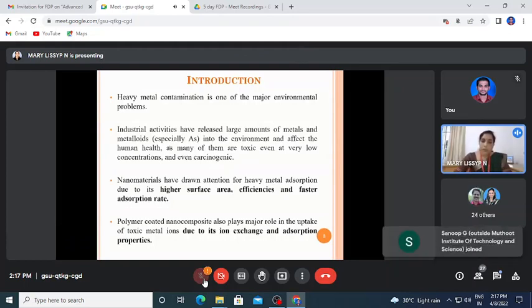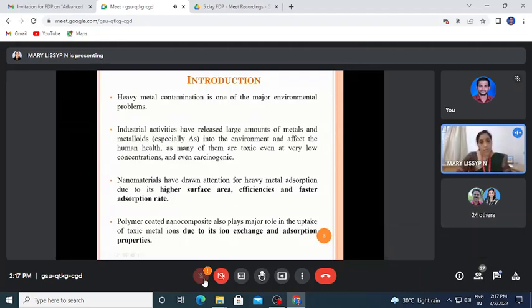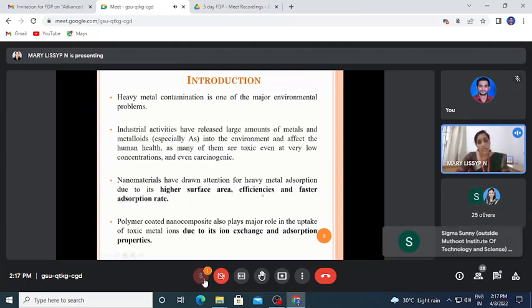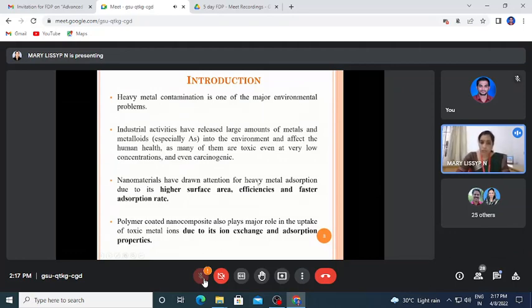So why are nanomaterials getting more attention for heavy metal adsorption? They have some advantages. What are those advantages? Higher surface area, high removal efficiency, and also a higher, faster adsorption rate. Because of that, we introduce these nanomaterials for heavy metal adsorption.